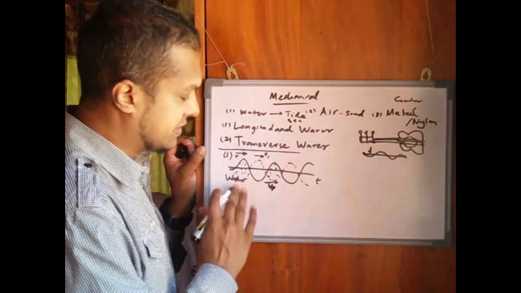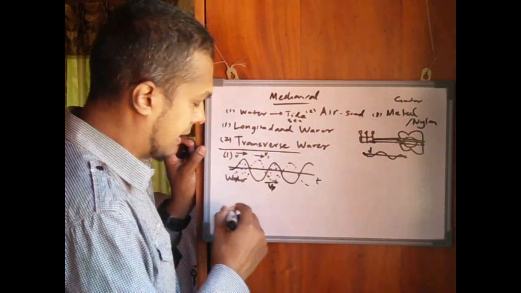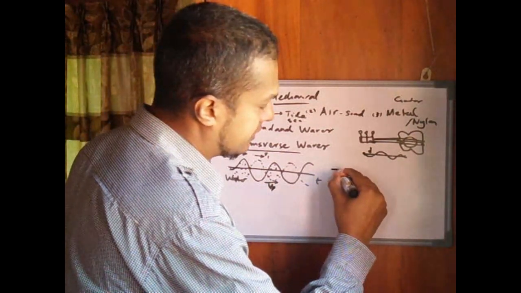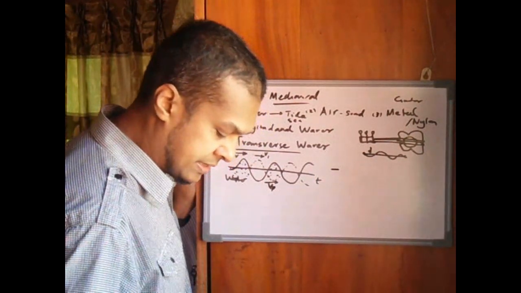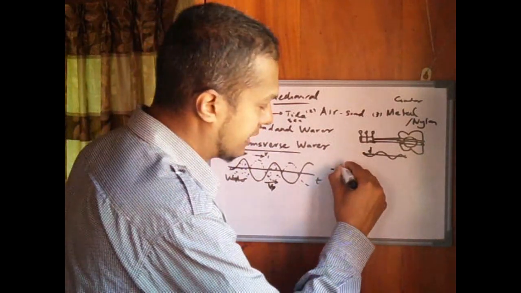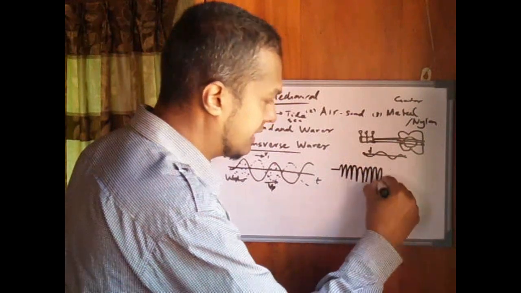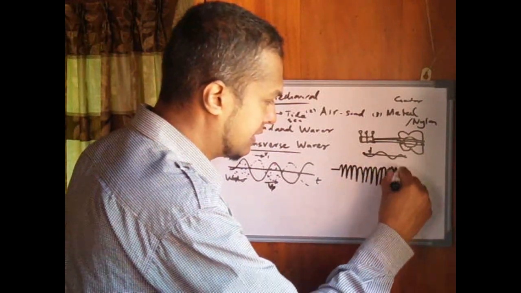In order to discuss this, we can also draw, like, what they call a slinky, or like a plastic ribbon. It's like a spring, but it's a plastic ribbon.